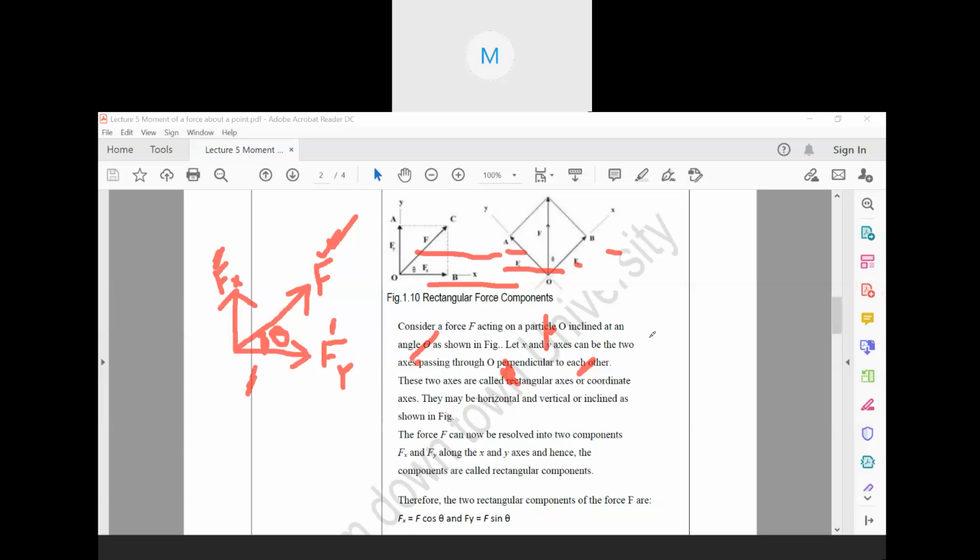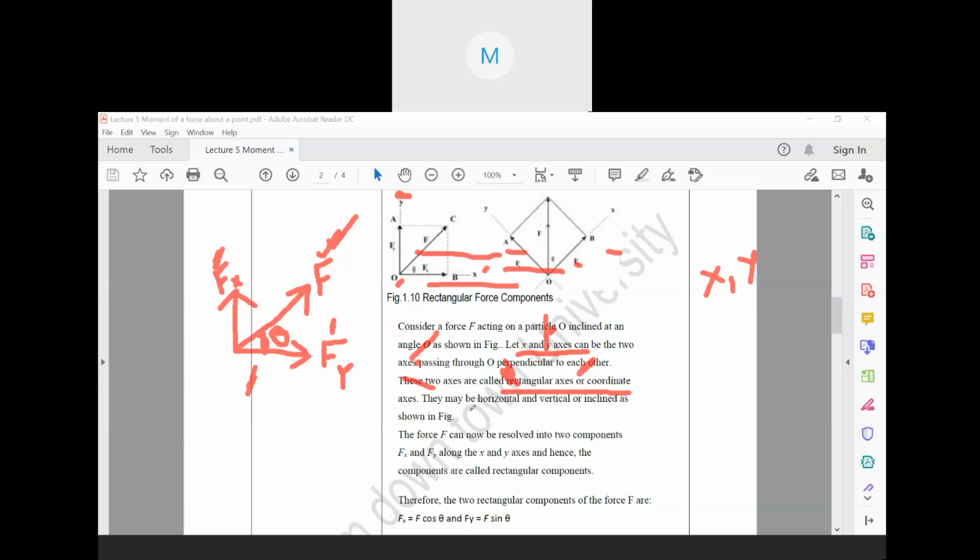Now let an x and y axis be two axes passing through O. If this is O, this is the x axis and this is the y axis, then these two are perpendicular to each other, right? So these two axes are called rectangular axes or coordinate axes. I guess everyone knows about it. Why coordinate? Because in the xy plane we denote everything in x and y as coordinates. This is how it is denoted.